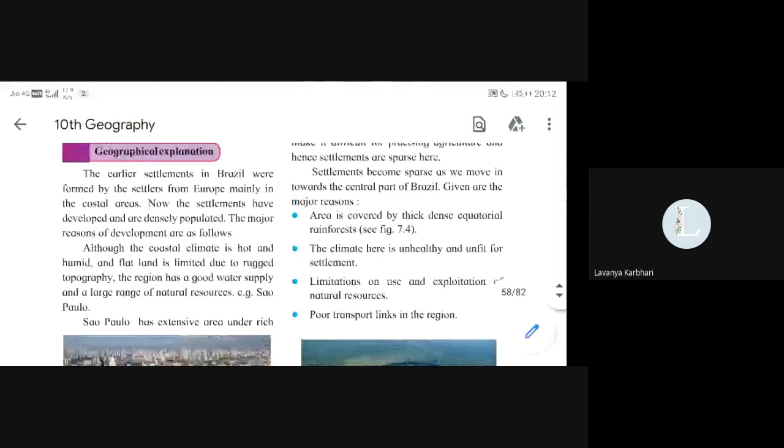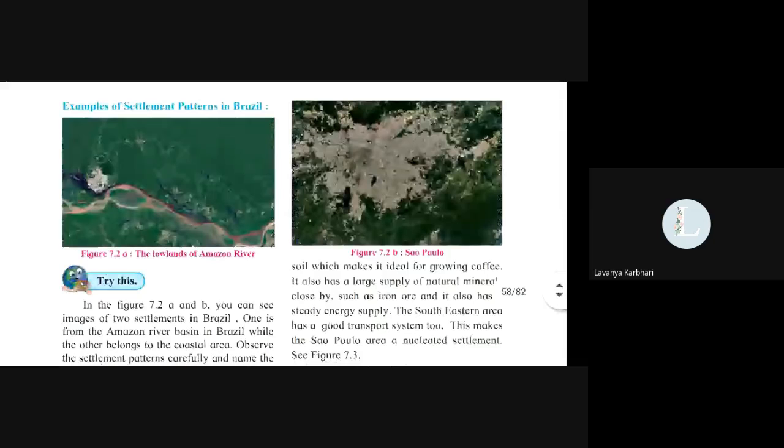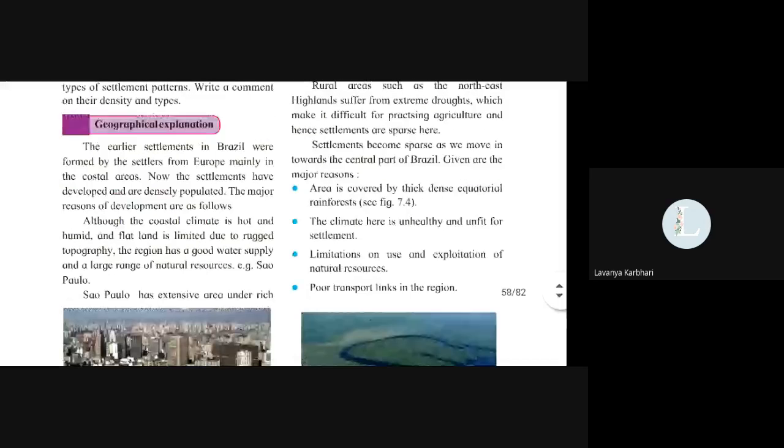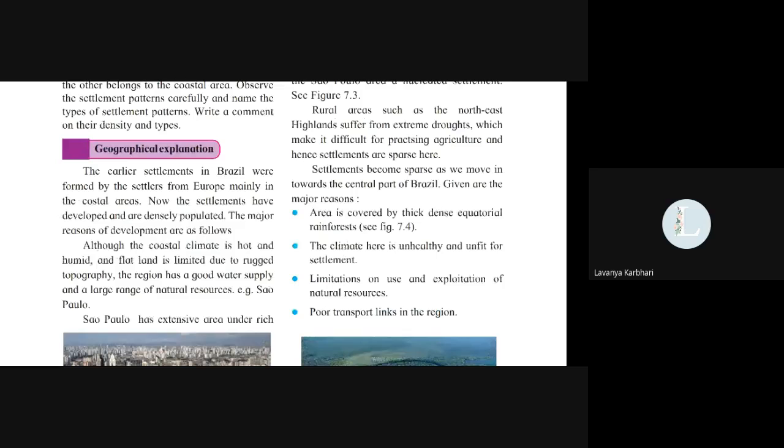So geographical explanation for Brazil. Okay, for these 2 figures, let's see. The earlier settlements in Brazil were formed by settlers from Europe, mainly in the coastal areas. Okay, already we know the colonization by the Europeans, everywhere in the world. So they also came to Brazil and got settled in the coastal area because they have easy access to the sea, the coast, for transport, for trade. Okay, so that's why the main European people got settled in the coastal areas in Brazil.